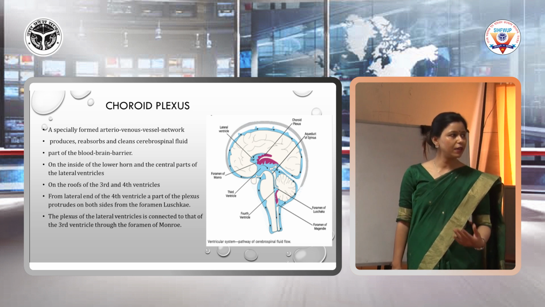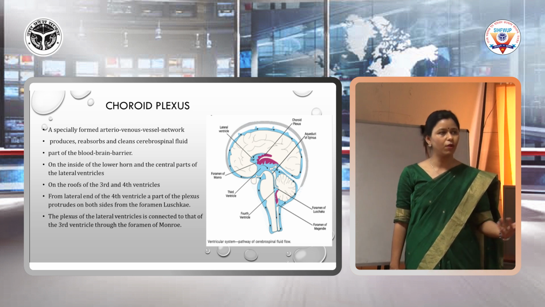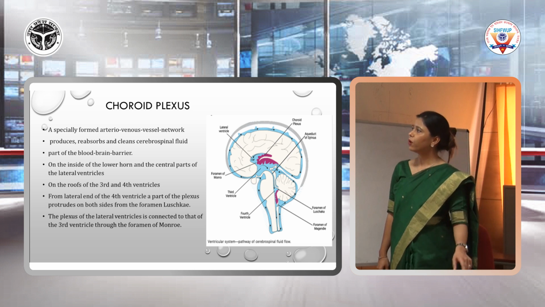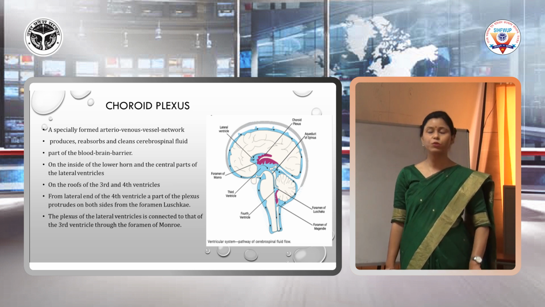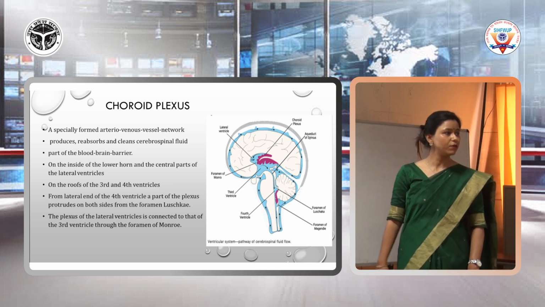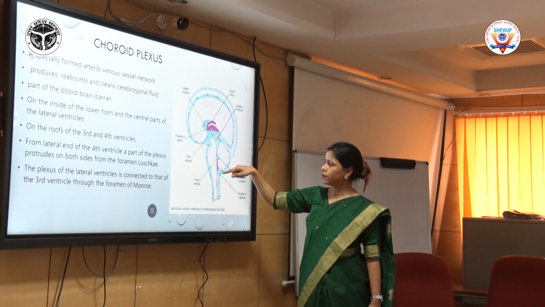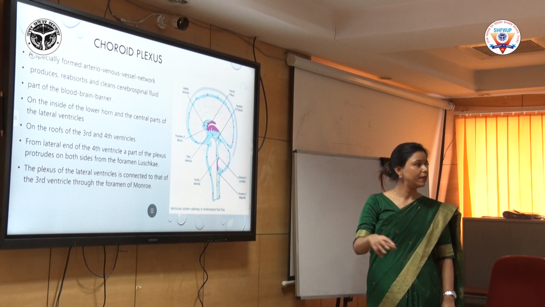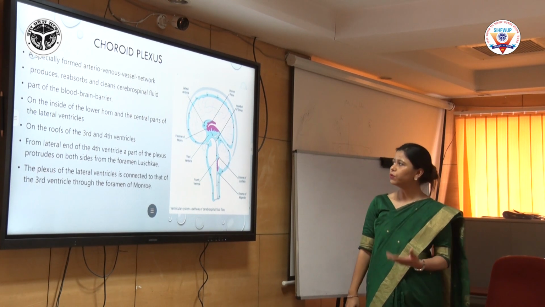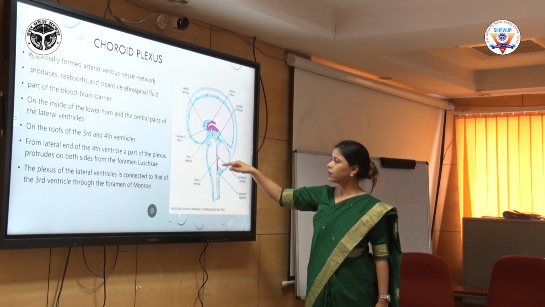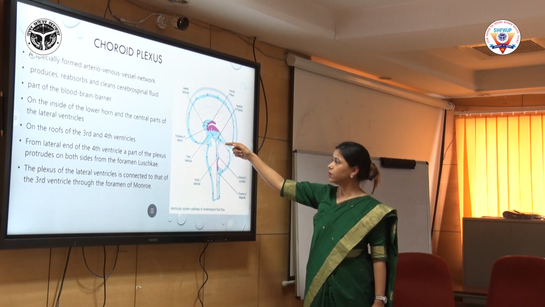So this is just a recollection of our neuroanatomy that we've all learned. And from the third ventricle, it enters the fourth ventricle through the aqueduct of Sylvius, right? So this is the aqueduct of Sylvius, and this is the fourth ventricle. Once it has entered the fourth ventricle, it moves out into the cisterna magna. Okay, so this is the cisterna magna.